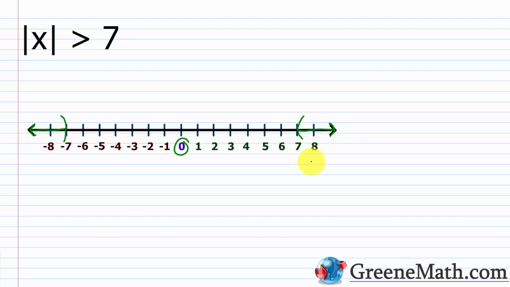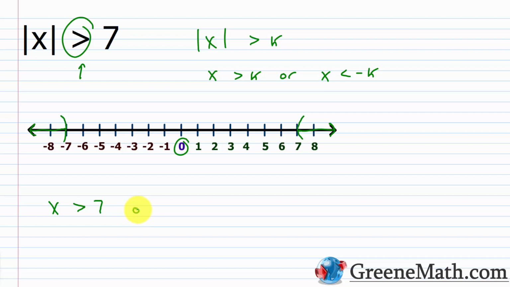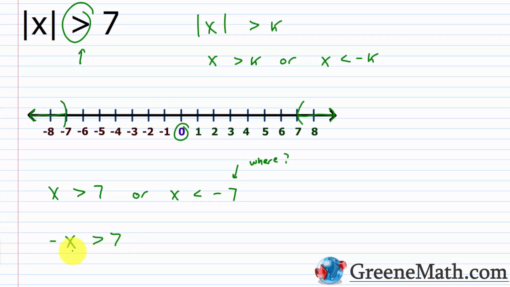But again, we don't need to pull out a number line every time. If I have a greater than, remember, use your generic example. The absolute value of x is greater than K sets up to x is greater than K or x is less than -K. So x could be greater than 7 or x could be less than -7. And again, let's do this one more time. Where does this come from? Well, I can take this part right here and say the negative of x could also be greater than 7. I divide both sides by -1, this gets flipped, and so x is less than -7. So that's where this came from.